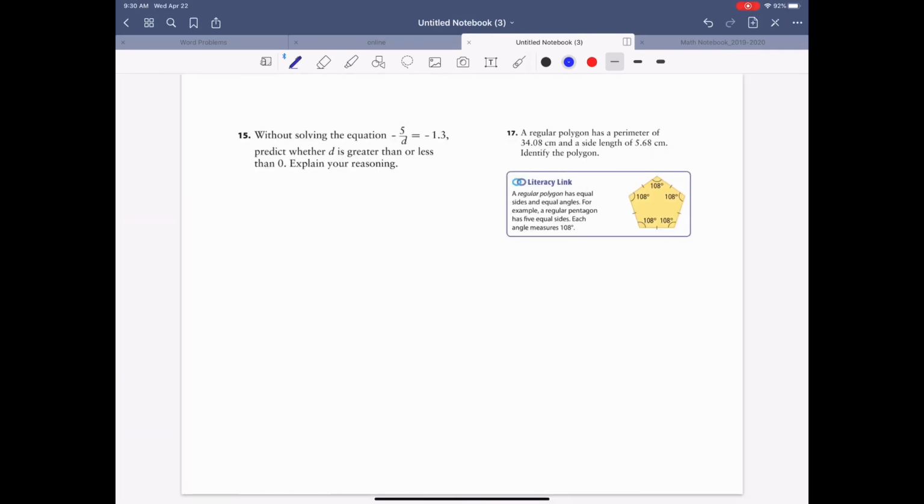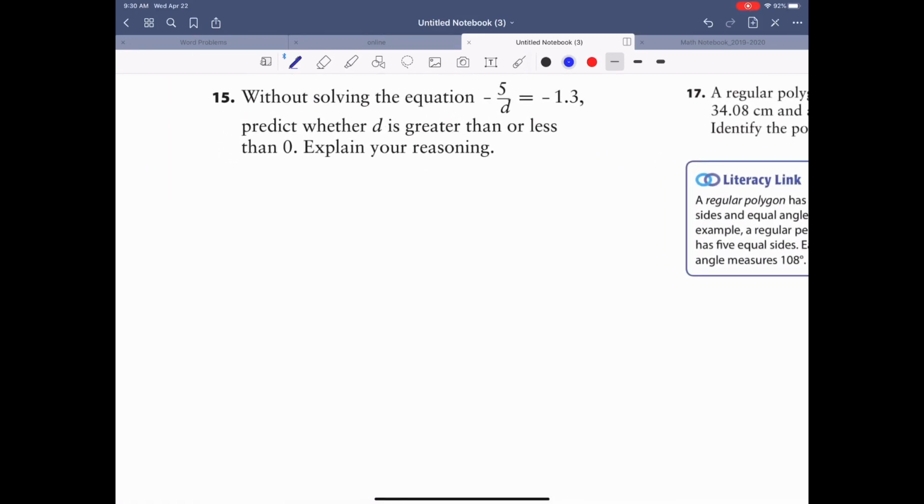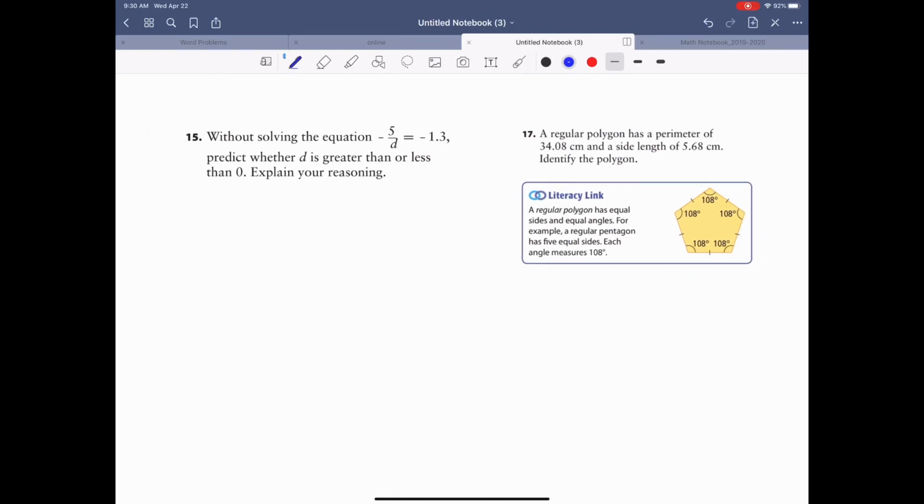Okay, 15. Again, 8.1 homework, okay? Without solving the equation, predict whether D will be greater than or less than 0. Oh, okay. So it's basically D is positive or negative. Okay, so is D positive or negative? Okay, so this is negative 5 over D equals to negative 1.3. So do you see that this is a negative sign, this is a negative sign? Let's say if D is also a negative number, say negative 2, there must be two negative signs here, and this should be a positive instead of a negative. So D will be definitely a positive number.